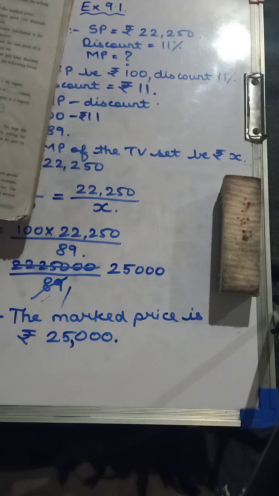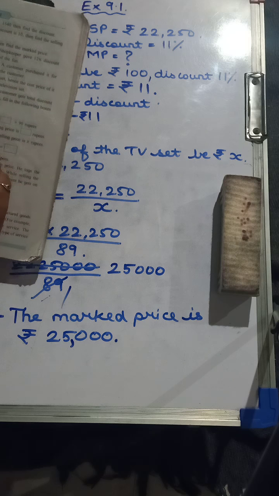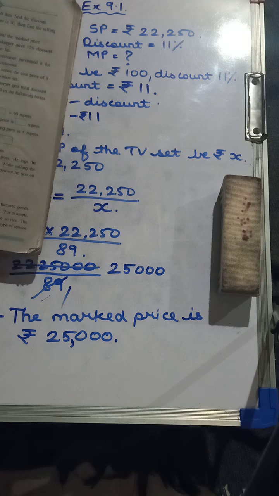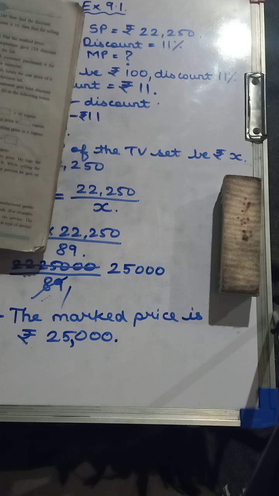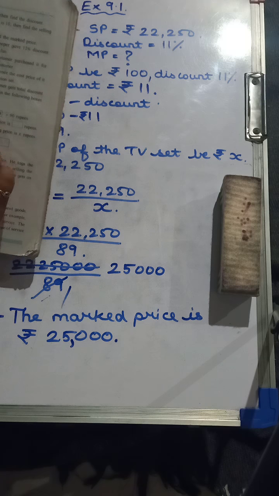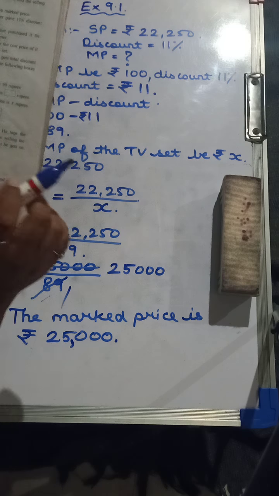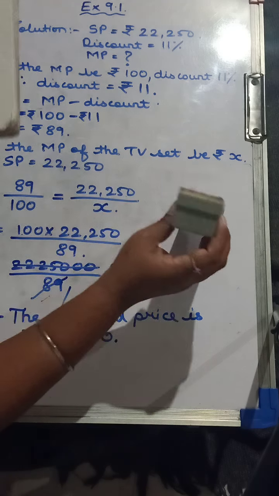Y'all are going to solve the seventh sum on your own, because the statements are already given to you. You only need to fill in the boxes here. Read the sum, understand the sum, and whatever boxes are given to you, you need to only fill those boxes. Statements are already given to y'all. Okay, so the seventh sum is homework for y'all.